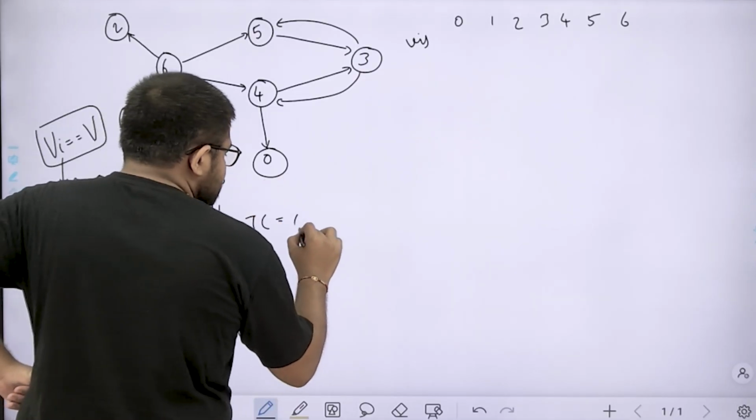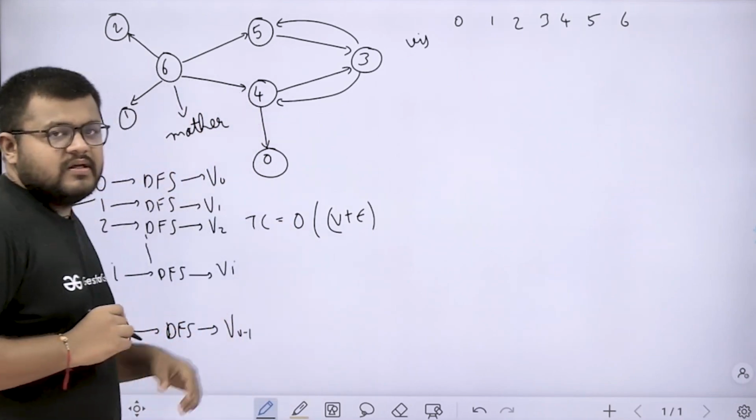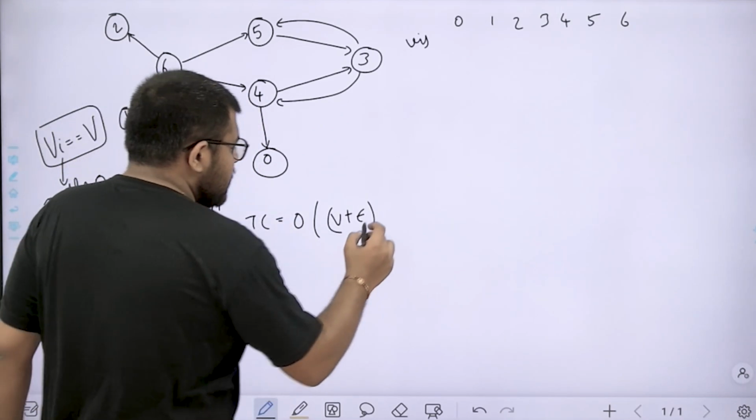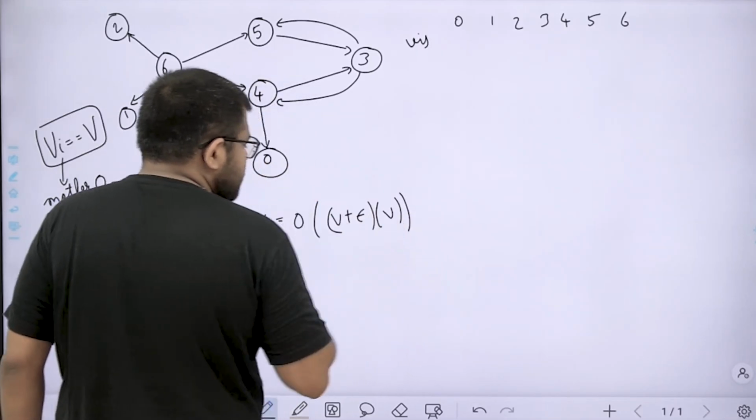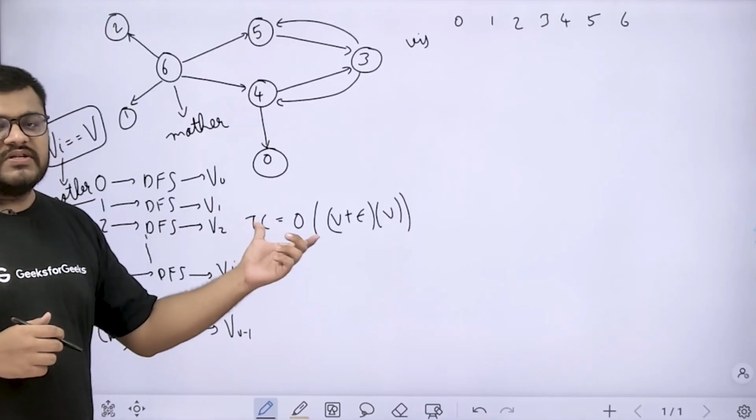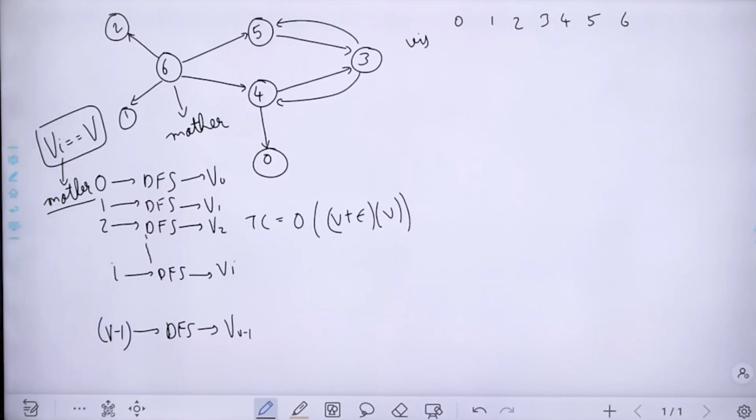See, one DFS takes time of V plus E, where V is the number of vertices and E is the number of edges. Here I am applying V number of DFS. So the time complexity would be big O of (V plus E) times V, which is not efficient. Here the expected time complexity was big O of V plus E, so we need to think of something efficient.